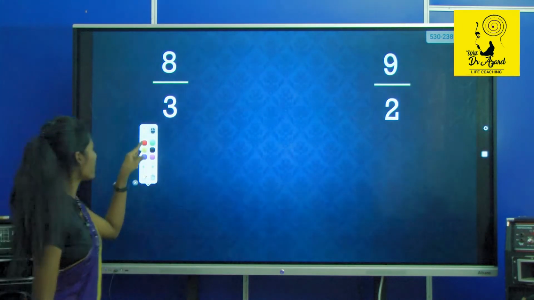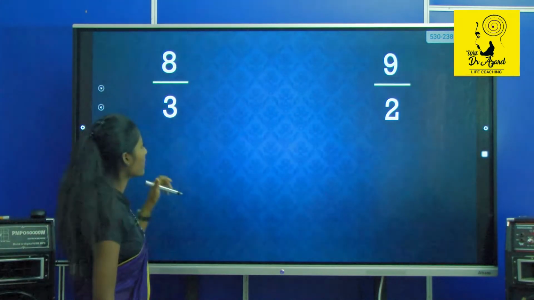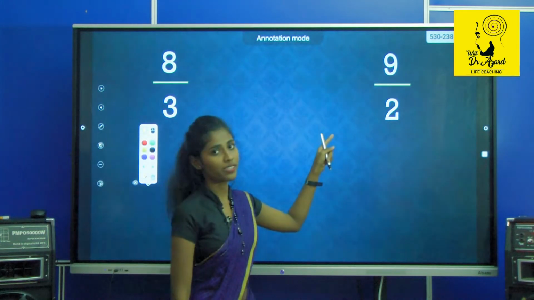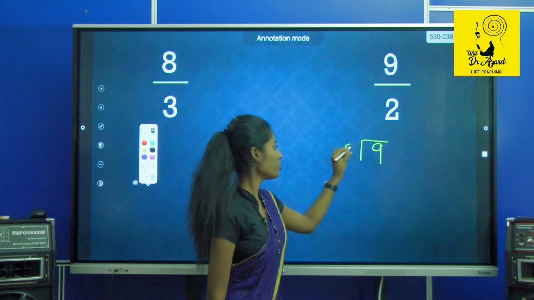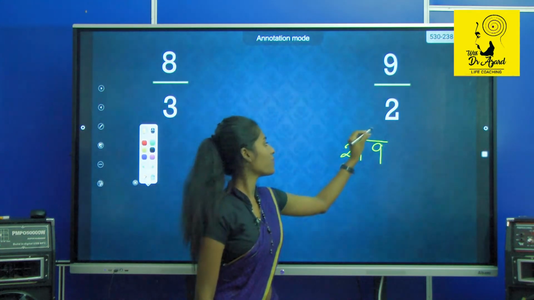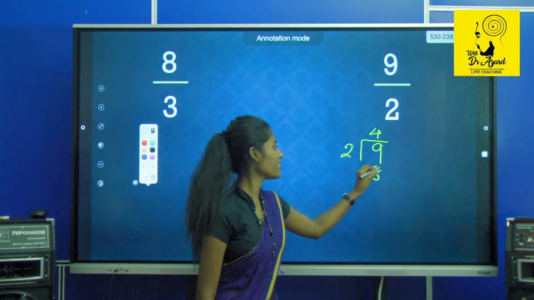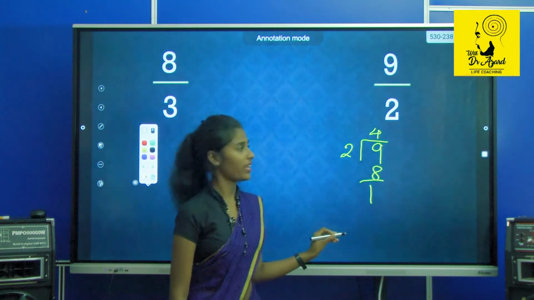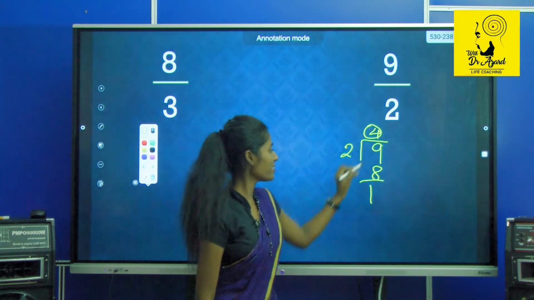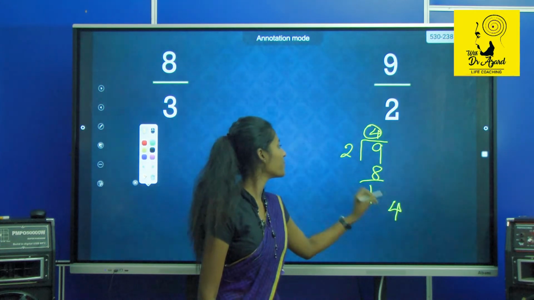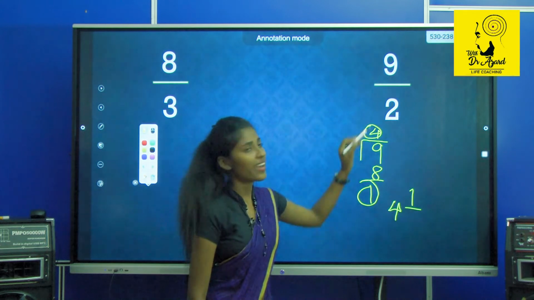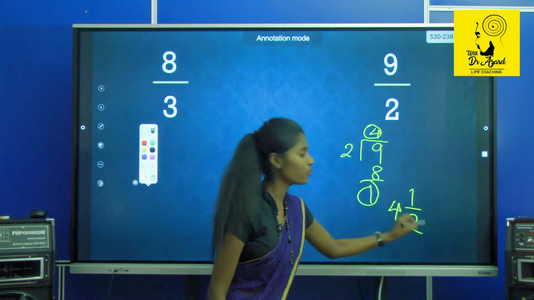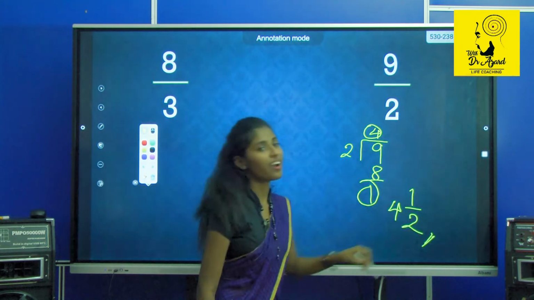Here is another example. 9 over 2. You have to divide 9 by 2. 2 times 4, 8 and 1 is remaining. This is the whole number and the remainder is the numerator and the denominator won't change. This is the answer.